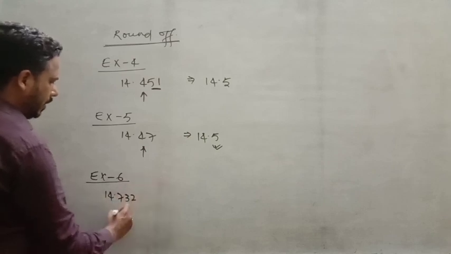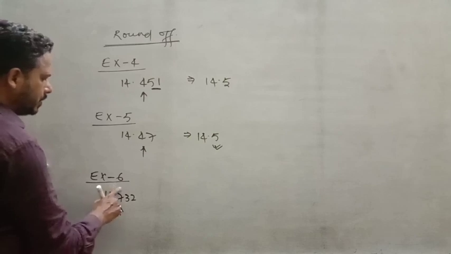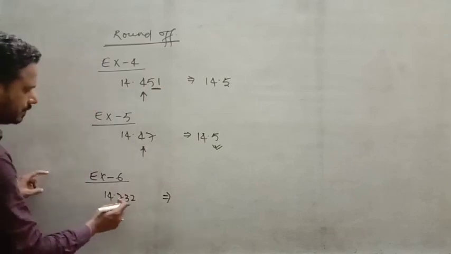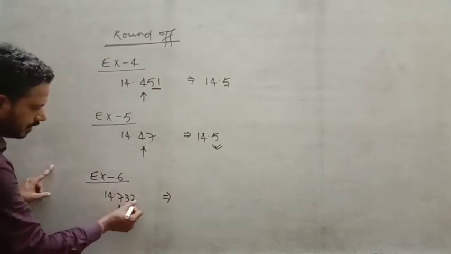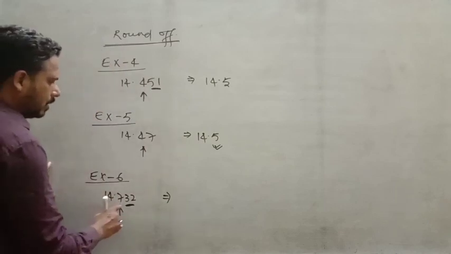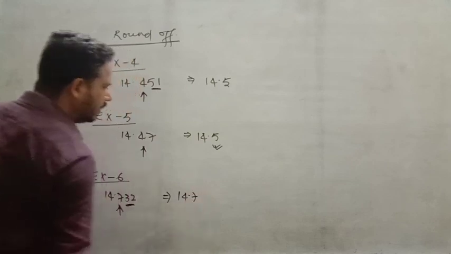And then you have to round off up to 3 significant digits, that is 1, 2, 3. So 7 is your third one, so you have to round off there. You're seeing that after 7 the coming number is less than 5. Therefore there is no effect on the round off digit, and that would be 14.7 only.